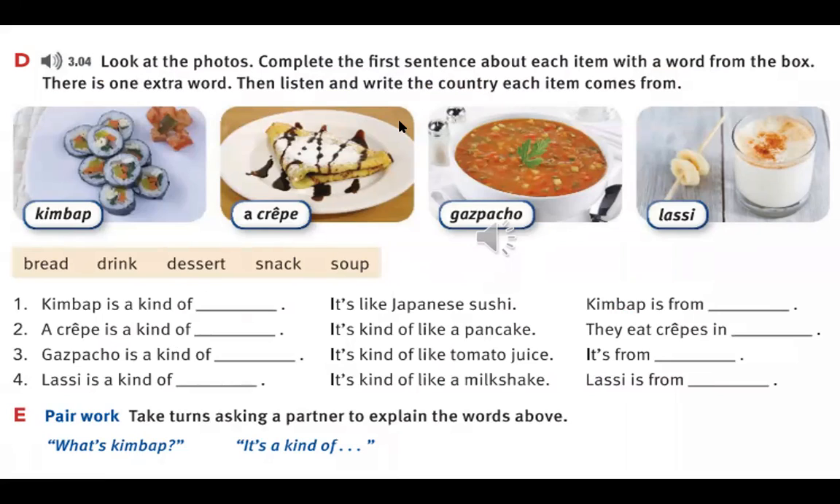Item? Item. Yes, it's item. Item comes from, yes, each item. Okay. It could be item, British, or item, American. So we have kimbap, a crepe, gazpacho, and lassi. Lassi, okay. So you have here kimbap. So the first, yes. So you will listen to someone describing each item. Okay. So you need to write in the blank spaces here. Okay. Here and here.